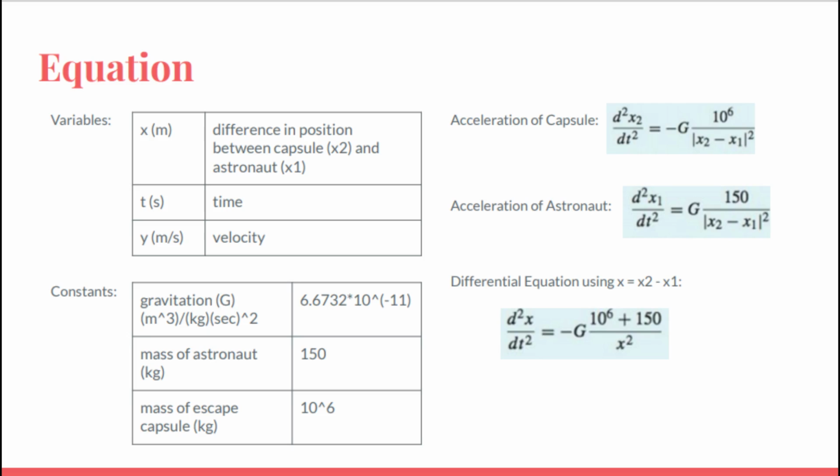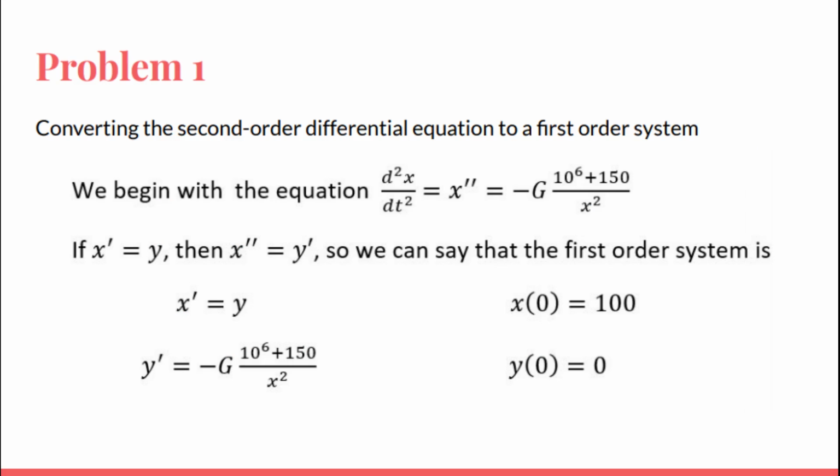This differential equation is found by taking the acceleration of the capsule minus the acceleration of the astronaut, as x represents the difference in position between the capsule and astronaut. Here, x is measured in meters and starts at a difference of 100, approaching 0 as the astronaut and capsule meet. The other variables in this problem include t as time in seconds, and y as velocity, measured in meters per second. The constants seen in this equation are gravitation, or g, equivalent to 6.6732 times 10 to the negative 11, the mass of the astronaut at 150 kilograms, and the mass of the escape capsule at 10 to the 6 kilograms.